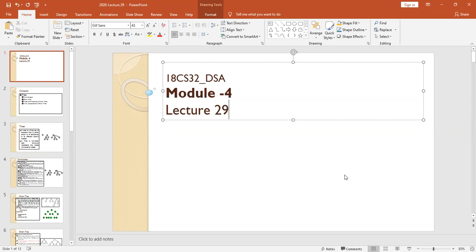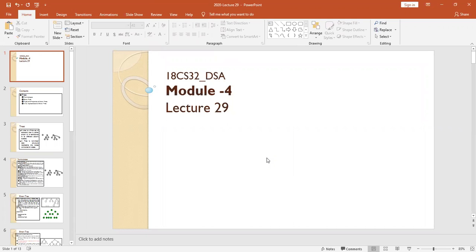Now come to the non-linear data structures. We have two types: one is the trees, the other one is the graph. First we shall see the definition of what a tree is and what types it contains.